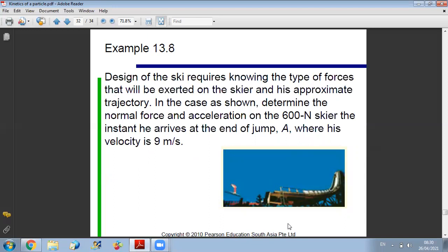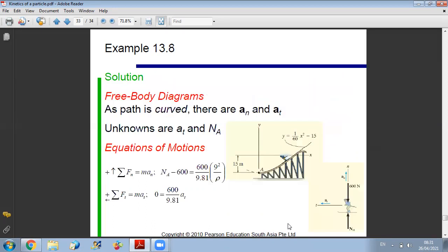Another problem, as practiced on the UN UT frame: the design of the ski jump requires knowing the type of forces that will be exerted on the skier and his approximate trajectory. In the case as shown, determine the normal force and acceleration on the 600 Newton skier the instant he arrives at the end of jump A, where his velocity is 9 meters per second. So let us see the figure here.